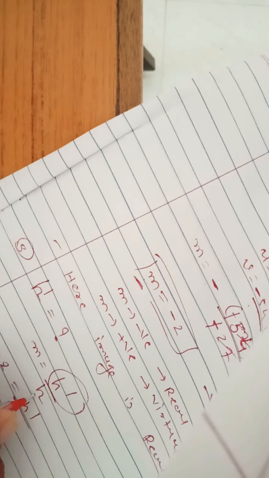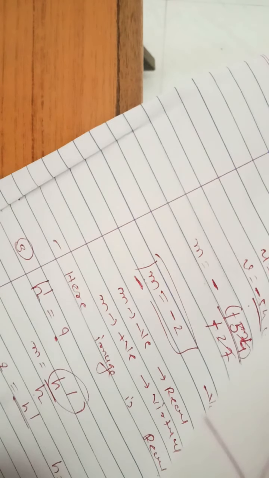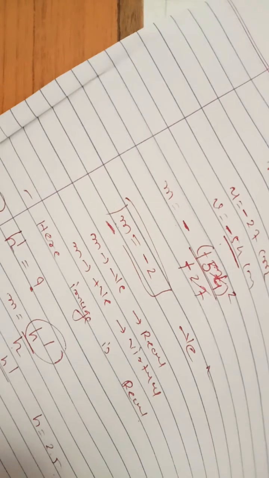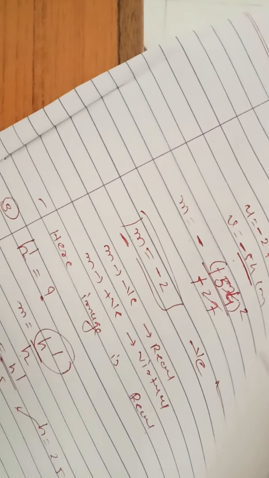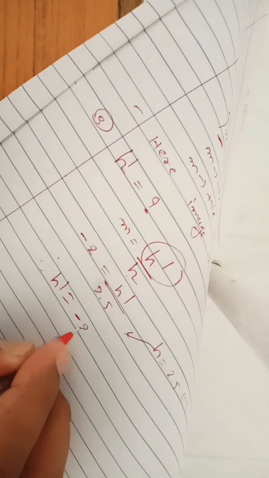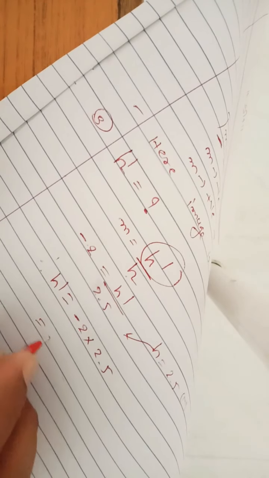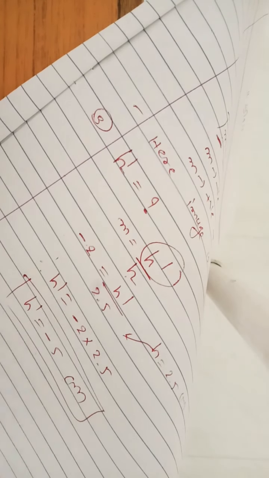The object height is given, that is 2.5 centimeter. H is given 2.5 centimeter. So put here 2.5 centimeter. So now your h dash is equal to, multiply here -2 into 2.5, so you get -5 centimeter. This is the height of the image.